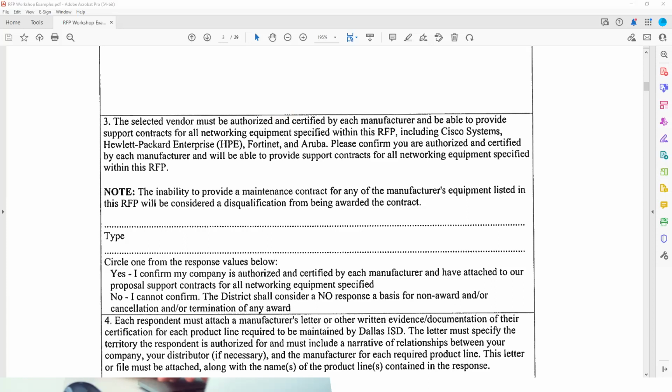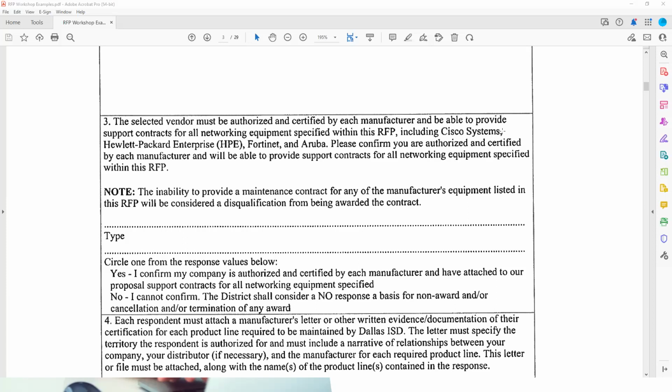HPE, which is Hewlett Packard, Fortinet, and Aruba. And I just put that in the chat, okay? So that's what they're saying that we need to be authorized for and certified for, right? By each one of those. So let's see, that's 4 systems. Let's make sure I got them all. Remember, because we want to double check, because this is part of our checklist.